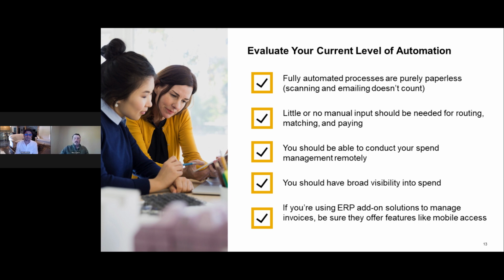Yeah, it's important to begin by evaluating your current level of automation. So here are some things to consider. Fully automated processes are purely paperless. So scanning, emailing, that doesn't count as automation. Little or no manual input should be needed for routing, matching, and paying invoices. You should be able to conduct your spend management remotely. Whether remote, on the go, in an emergency situation, access is key. You should have broad visibility into company and employee spend.